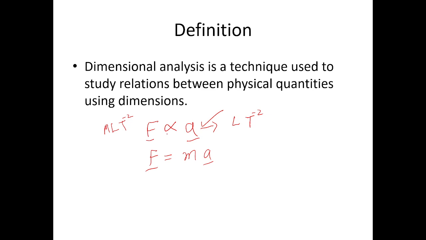They are proportional but not equal. So when we equate it, we insert a constant of proportionality as well as to correct the dimension. So that means the relation between physical quantities. We have two physical quantities, force and acceleration, and dimension analysis is used to relate them. Force and acceleration are any two physical quantities.